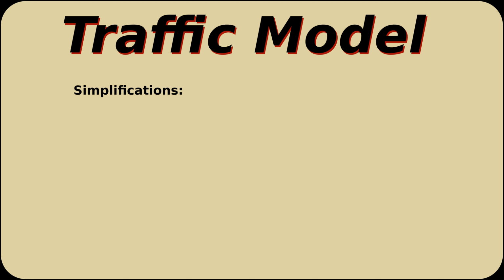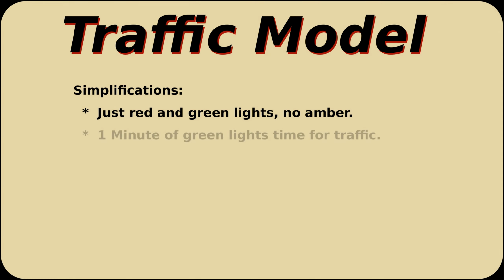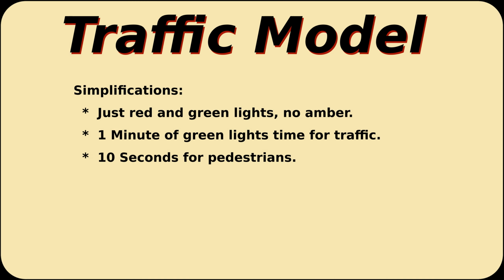In order to create our simplified model, I'm going to first simplify all of the factors of an intersection. That will make the analysis much easier, but it should still be accurate enough for the results to remain relevant. Now, the first simplification is that I'm going to use just red and green traffic lights, so no amber lights, and of course the traffic lights are always obeyed. Next, I'm going to assume that all of the vehicle phases of a traffic light take exactly 1 minute, and pedestrians get 10 seconds.